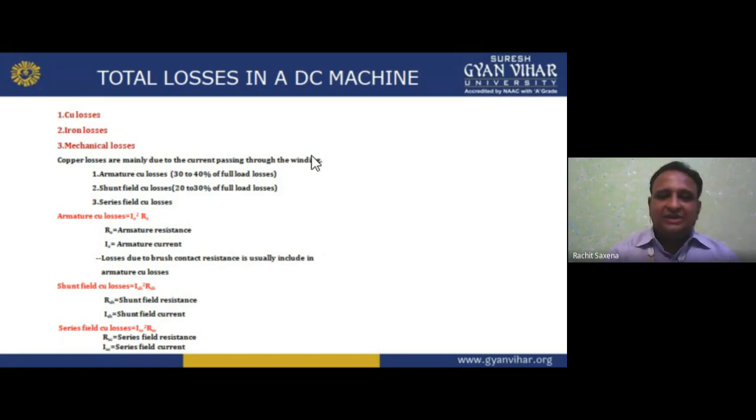Okay, so here it is written: R is your armature resistance, I is your armature current. Losses due to brush contact resistance are usually included in armature copper loss. Now, brush contact losses are included in armature copper loss, which is 30 to 40%.